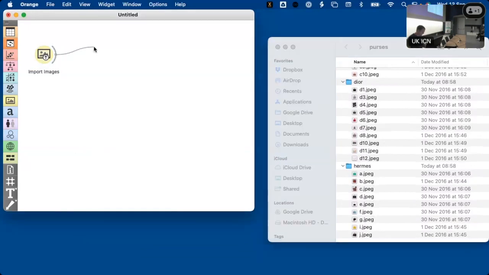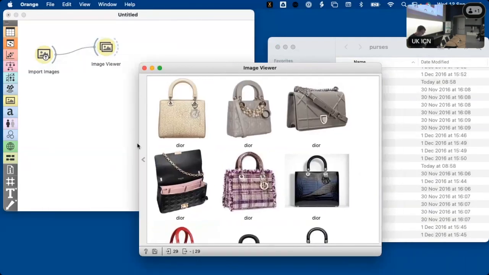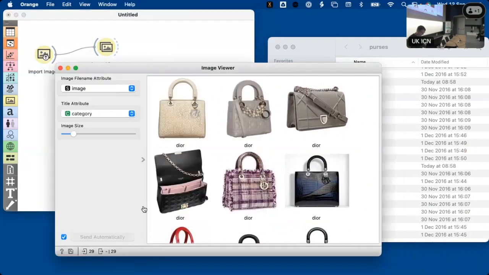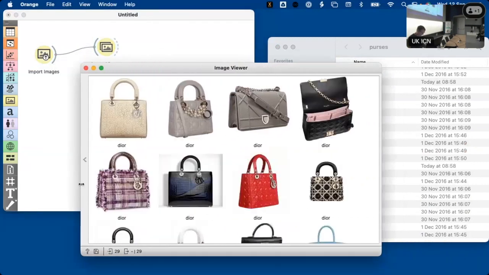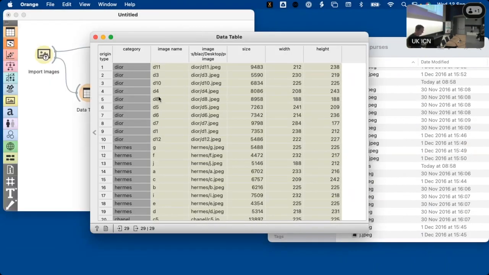I also told Silvana that it's best to first check how the data looks. And in this case, this is the set of images that we have. Okay, so everything is okay, right? I also told her that this particular data is not very rich, in the sense that we only have the names of the files and the 3 categories, basically Dior, Hermès, and Chanel.